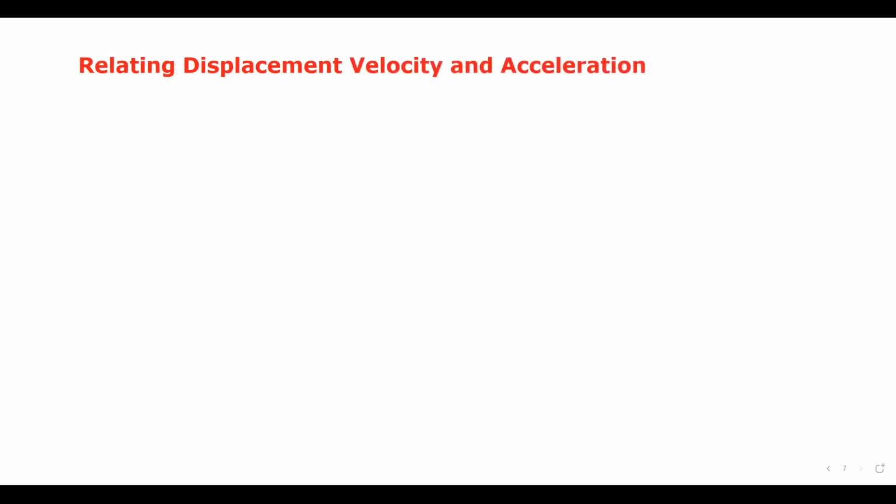Now relating the displacement, velocity and acceleration. How can we relate the displacement, velocity and acceleration for an object which performs a simple harmonic motion? If we take the example of a simple pendulum, a mass which is attached with a string or a wire, and this mass is oscillating to and fro.